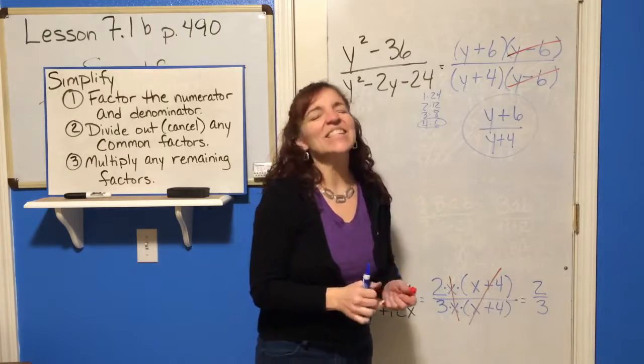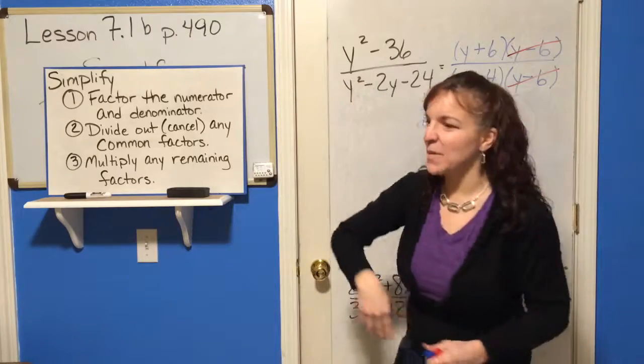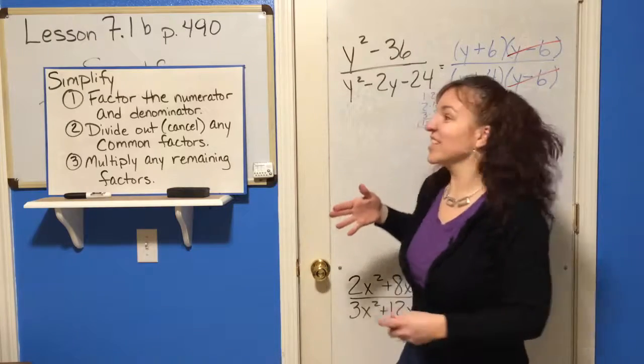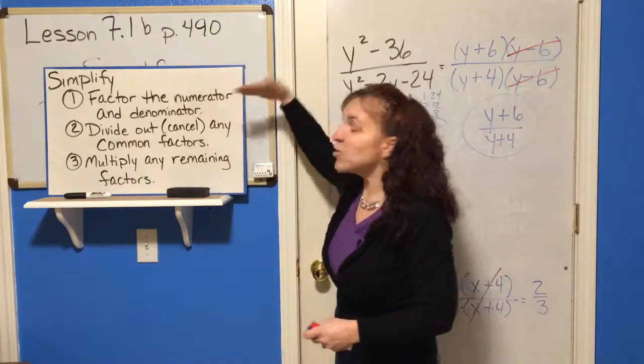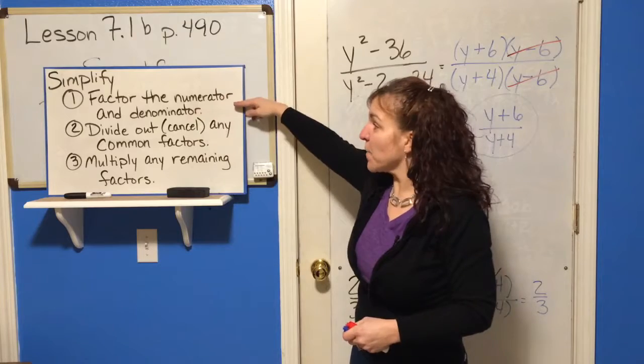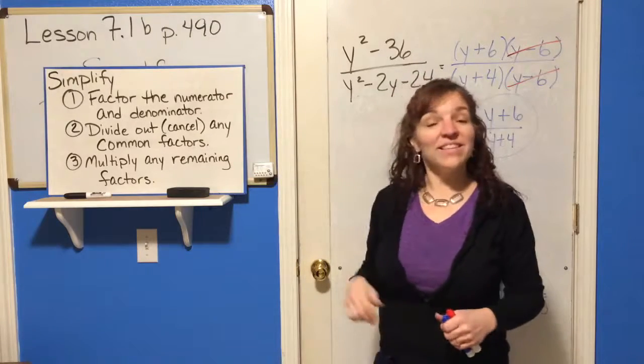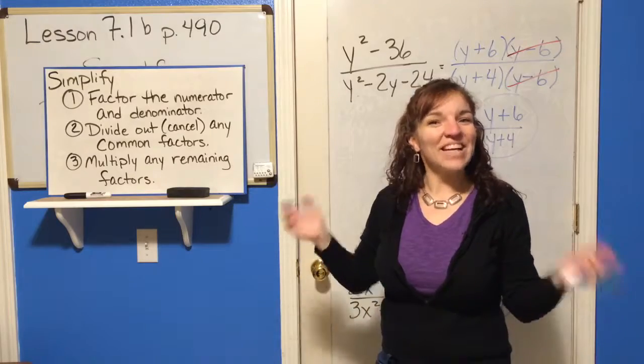Whew! Easy sneezy. Easy, easy, easy. The hardest part is the factoring. Once you've got them factored, then it's fun because you're just starting to cancel. So don't forget, factor the numerator and the denominator, cancel any of the common factors, and then multiply anything that's left. And you're done. All right, see you next time.